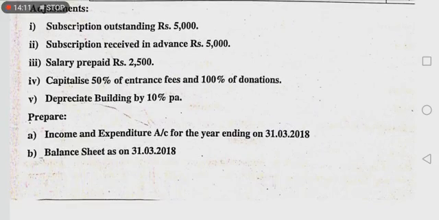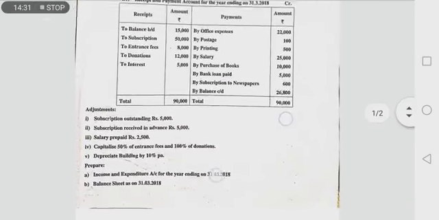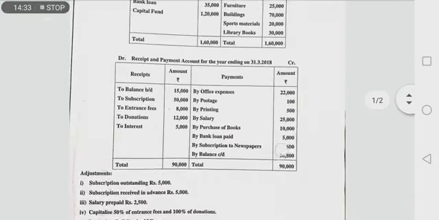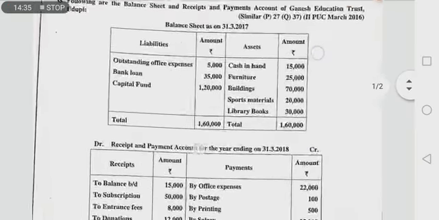The fifth adjustment belongs to depreciation of building. Now, depreciation is a kind of expense. They have charged 10% depreciation per annum. PA means per annum, so the annual depreciation is 10% for the building. Now we have to calculate the depreciation.